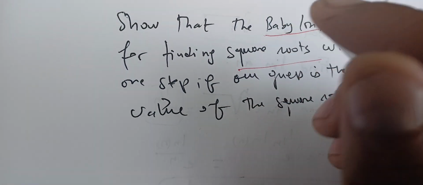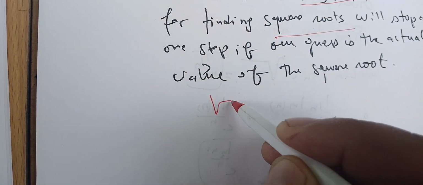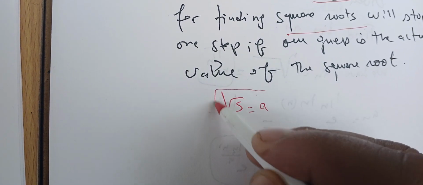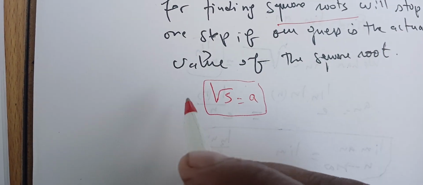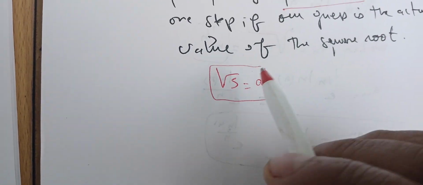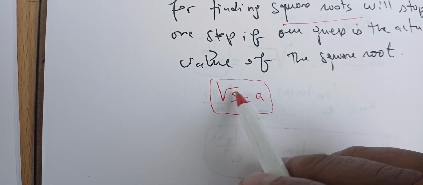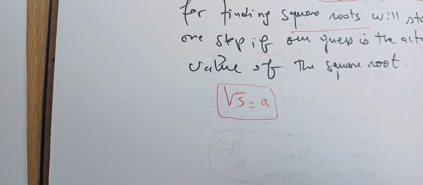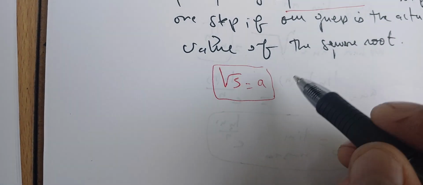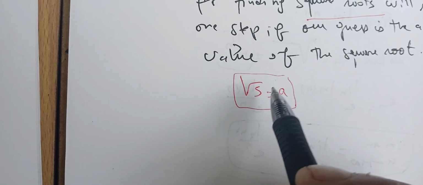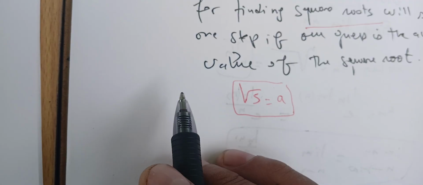Okay, so if we assume that we have some square root of some number, s, and we want to find the value of that square root, which we call a, there is an algorithm that we can use to find this value of the square root. So the algorithm goes in the following manner. We start with some guess, some guess of the value of the square root.